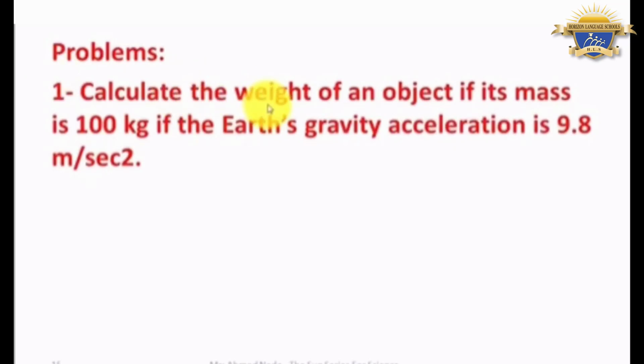Okay, let's solve some problems. Calculate the weight of an object if its mass is 100 kilograms and the Earth's gravitational acceleration is 9.8 meters per second squared. The solution, number 1: write the relation.